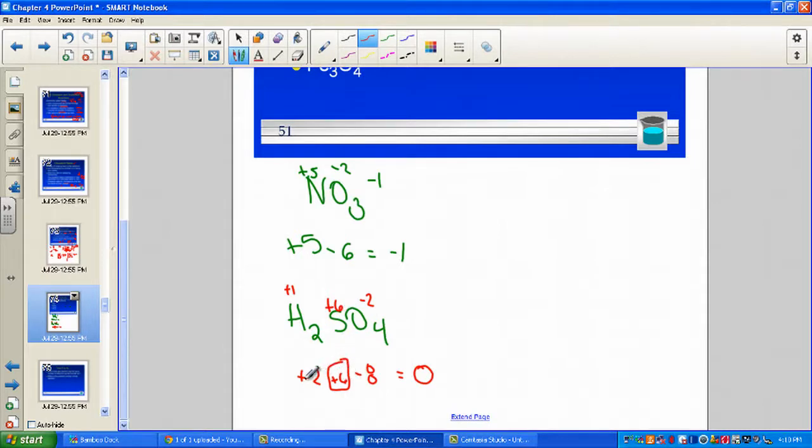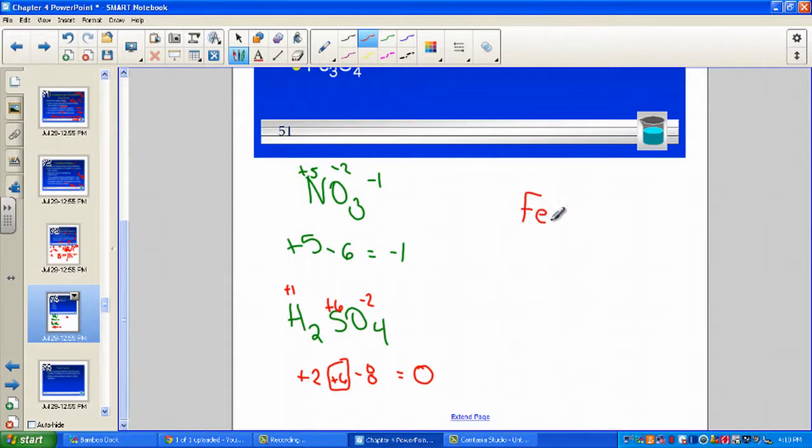2 units here plus 6 gets me a total of +8. +8 and -8 lands me at 0. The oxidation number of hydrogen, +1. The oxidation state of sulfur, +6. The oxidation state of oxygen is -2.